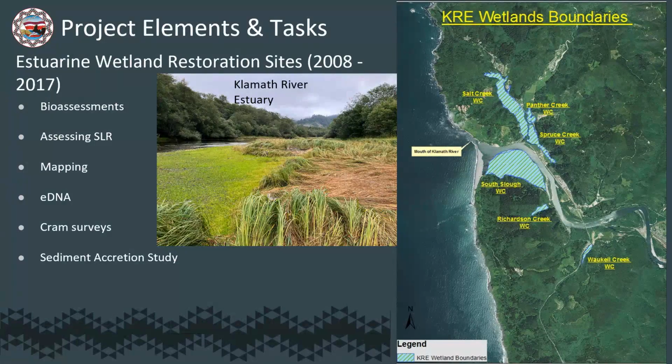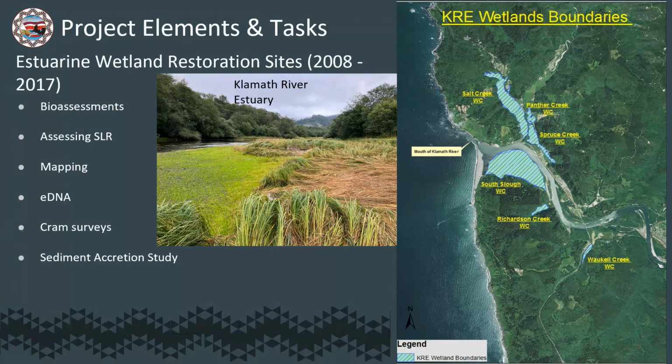The focus began on the estuarine wetlands in 2008 near the mouth of the Klamath River. The main goal was to implement estuary and coastal habitat restoration in order to protect salmonoid resources, particularly coho salmon, which are listed under the Endangered Species Act and an important resource for the Yurok tribe. Surveying these sites included estuary mapping, sea level rise assessments, bioassessments for benthic macroinvertebrates, and surveys for plants, birds, aquatic herpetofauna, and mammals.